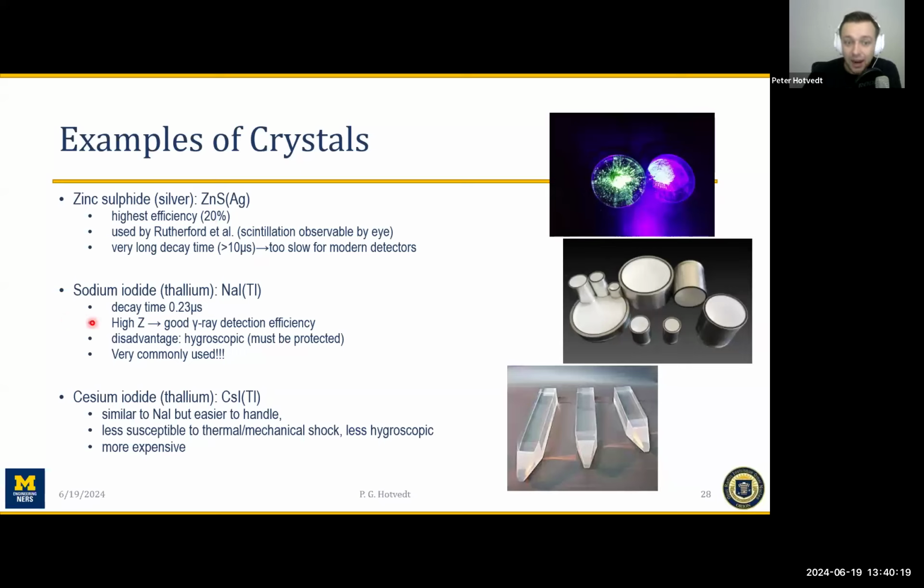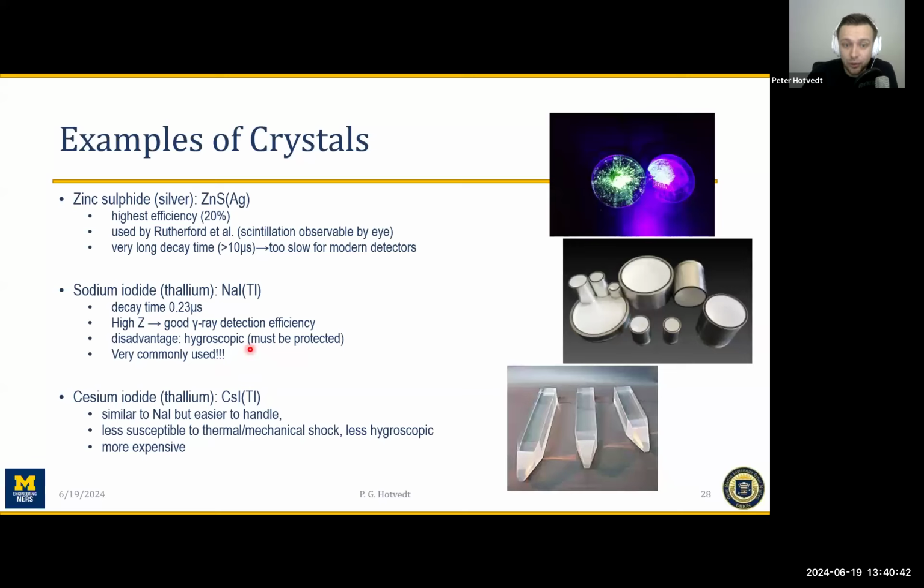You also have sodium iodide detectors doped with thallium, which have a 0.23 microsecond decay time, so 230 nanoseconds versus 10 microseconds. That's 100 times faster, which is really important. And because it's got a high Z material, this thallium in it, it's good at gamma ray detection efficiency.